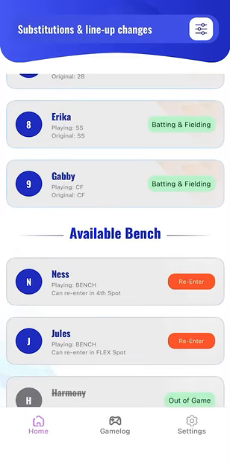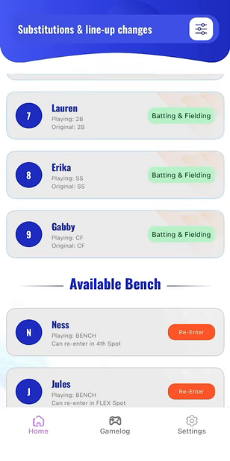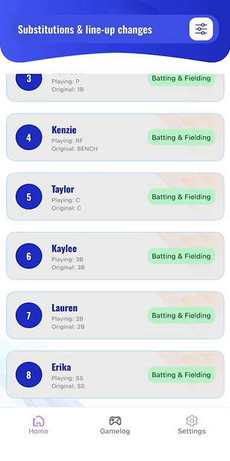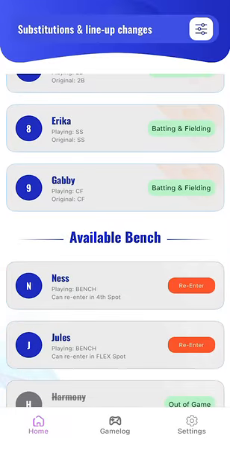So if we wanted, remember, we could, like if the game got tied or something, we have Ness available to re-enter back up to the 4 spot. Remember, she was our cleanup hitter for right field. But we wanted the defense, so we left Kenzie in there. But again, if the game got tied, we could re-enter Ness.